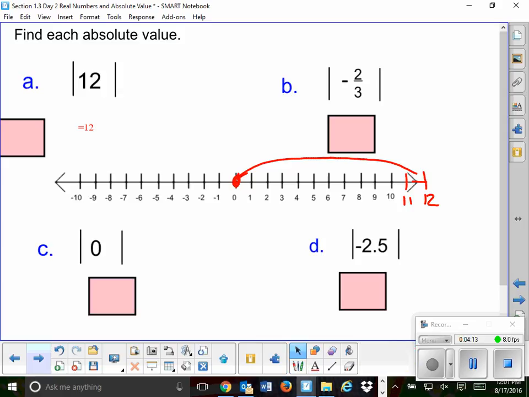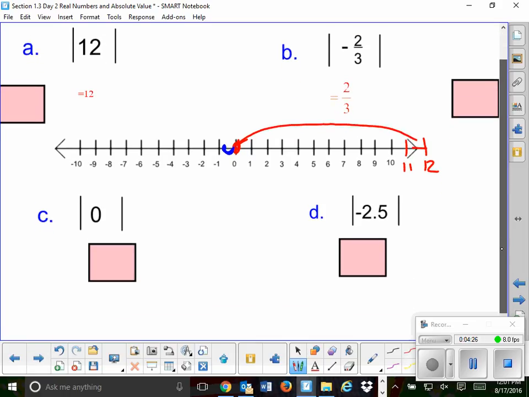Okay, the next one, -2/3. It is 2/3 of a unit from 0. I'll change my color here. Here's about -2/3, and this distance in here is 2/3. That's why that answer is positive.